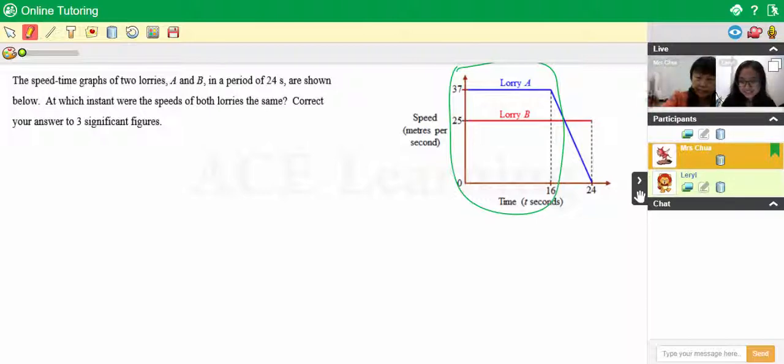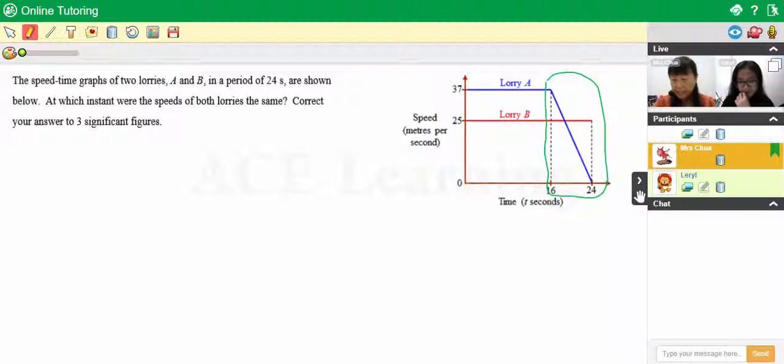Okay, good. Now we're going to look at a different section. This section, from 16 seconds to 24 seconds. What is the speed of lorry B? 25 meters per second. Okay, how do you know? The speed remains constant. It's because of this horizontal line. That's how you know. Now, how about the speed of lorry A? It decelerated constantly. Yes, constant deceleration. Okay, good. So now we've interpreted the graph.